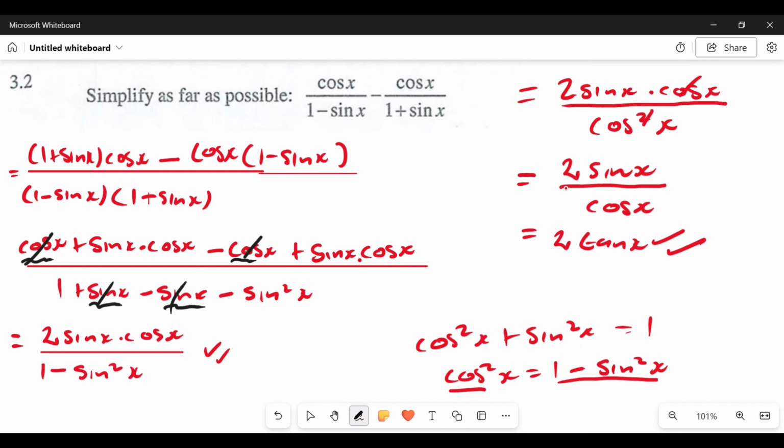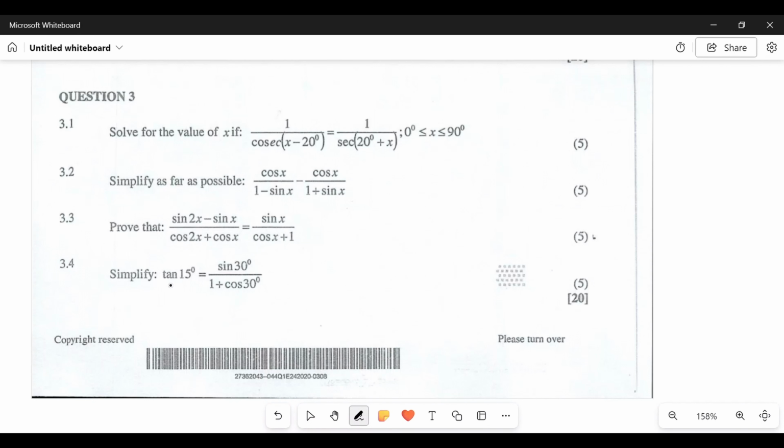Guys, we are done with 3.2. How about we do 3.3? All right, guys, let's look at 3.3. As you can see, this is the question for 3.3. I'm going to copy this, paste it where there is space, and try to solve it.